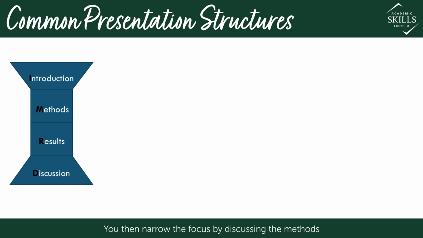You then narrow the focus by discussing the methods used to address the question or problem and the results of these methods. Your presentation ends by opening back to the broader ideas through discussing the answer to your question, its implications, and its relationship to the literature and the real world. The key feature of this structure is that it starts off broad, gets specific, and ends off broad again by linking back to the starting concepts.